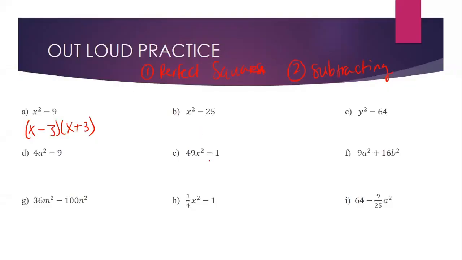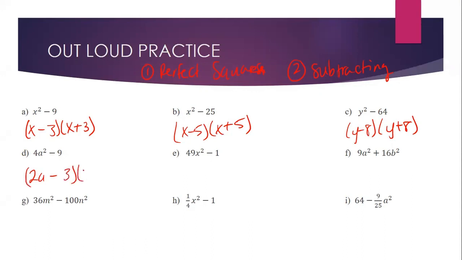All right, so let's see how you all did. Again, checking the rule: perfect square, check. Subtracting, check. So we have x minus 5 times x plus 5. Perfect squares, check. Subtracting, check. So we have y minus 8 times y plus 8. 4a squared minus 9, perfect square, check. Subtracting, check. So we have 2a minus 3 times 2a plus 3.